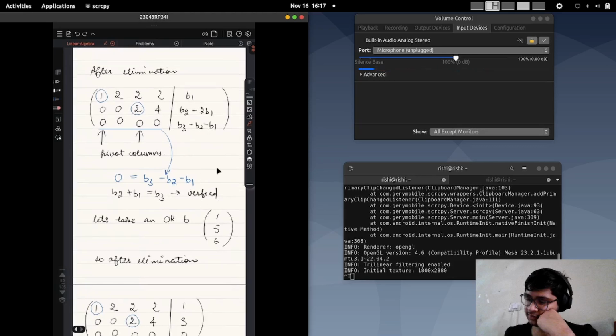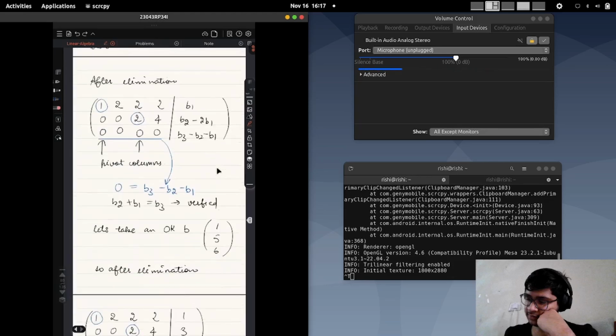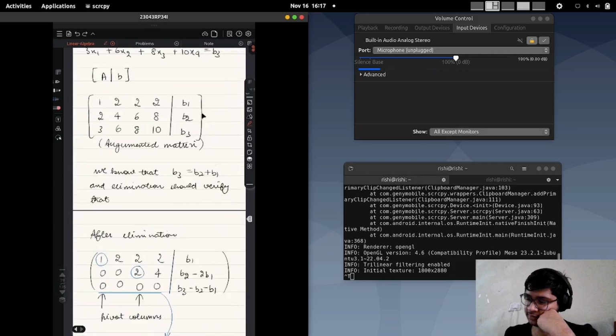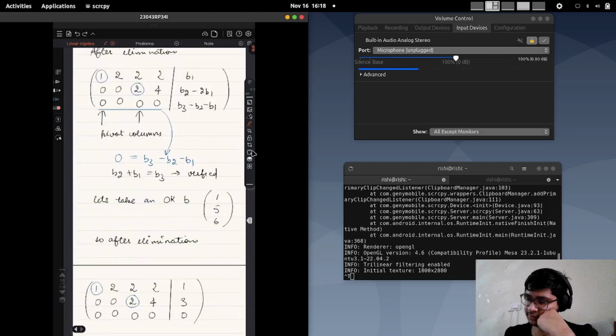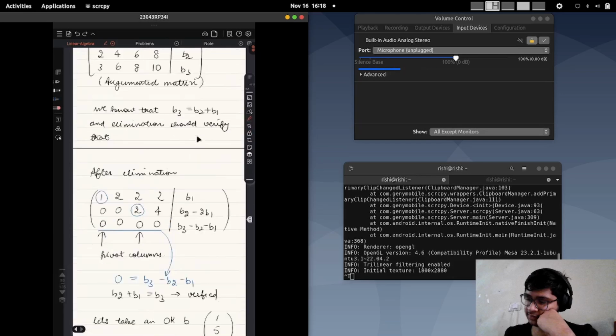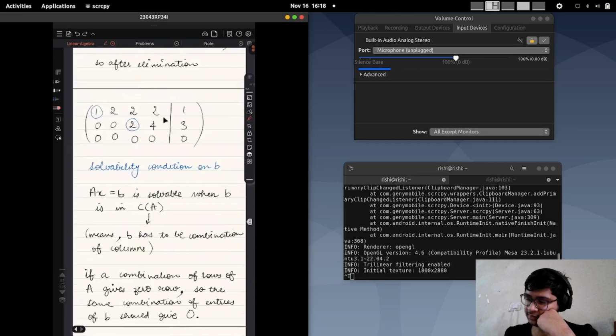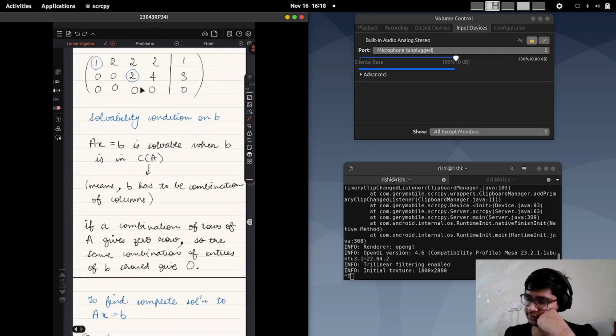We again verified this. Okay, so let's assume b to be 1, 5 and 6, and we have to assume something where we add b1 and b2 and get b3. So we assumed 1, 5, 3 for b1, b2, b3. After elimination the right hand side of the augmented matrix would become 1, 3, 0. This has to obviously become 0.